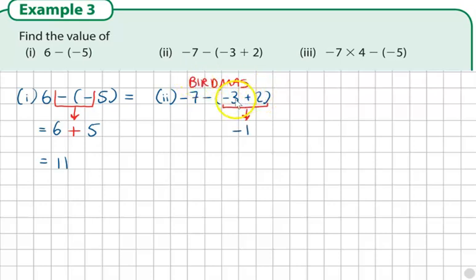I'm following BIDMAS here. I'm doing what's in the brackets first. Minus 3 plus 2 is minus 1. So here we have to follow our rules for adding and subtracting integers. So just be careful here because they're different rules to multiplying and dividing.